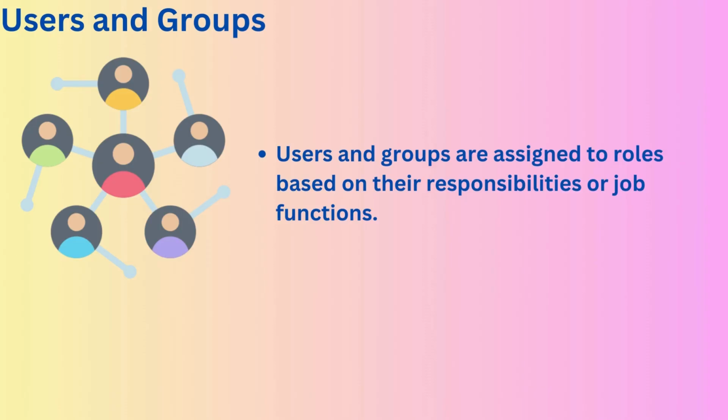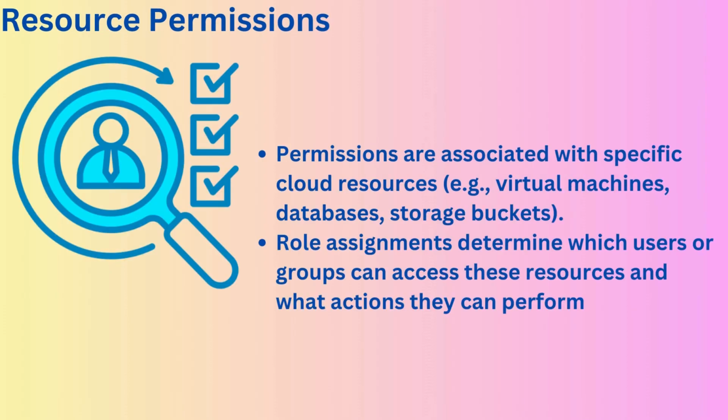Users and groups. Users and groups are assigned to roles based on their responsibilities or job functions. For example, a user in the developer group may have access to development resources but not production ones. Resource permissions. Permissions are associated with specific cloud resources, for example, virtual machines, databases, storage buckets. Role assignments determine which users or groups can access these resources and what actions they can perform.